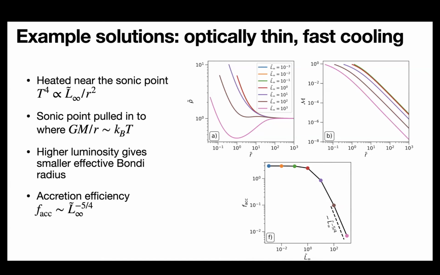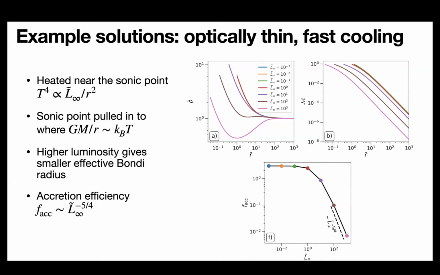What we see though is as we crank up the luminosity, what's actually happening is the flow is being heated near the sonic point. The sonic point itself will adjust to where GM over R is about equal to kT. And what this does is it pushes the entire Mach number profile inwards. It pushes the sonic point inwards, essentially. And what this means is that higher luminosity essentially is giving us a smaller effective Bondi radius.